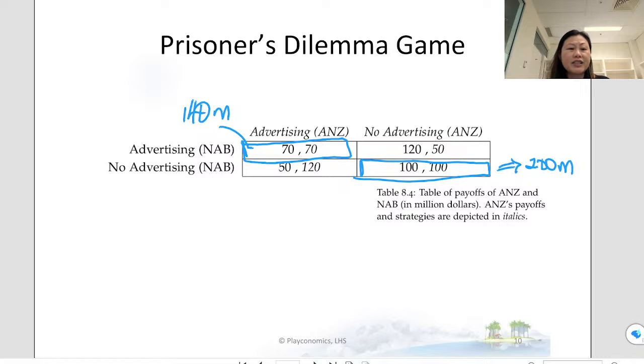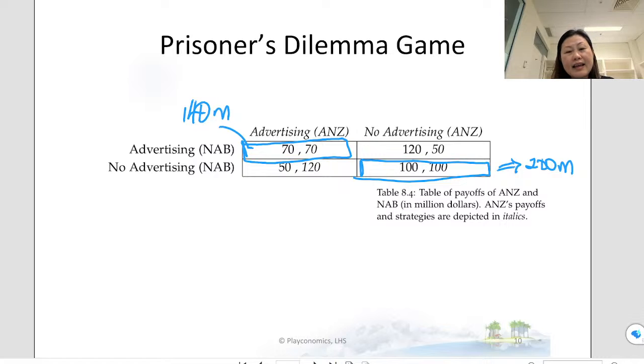Now, this situation is worse than the original one where they were not advertising, because now they have to pay for advertising costs. This is an example of where it had been better for ANZ and NAB to coordinate, collude, and decide not to advertise. That will give society the highest payoff. Let's see if that is what the game is going to predict.